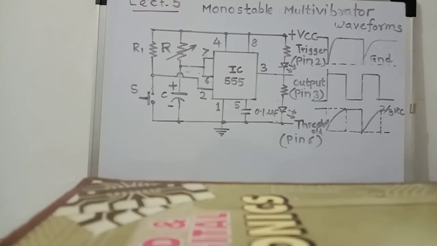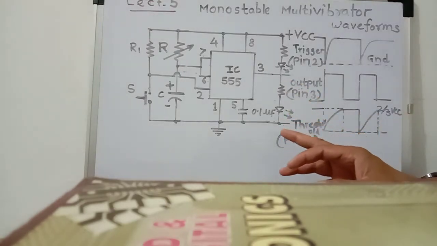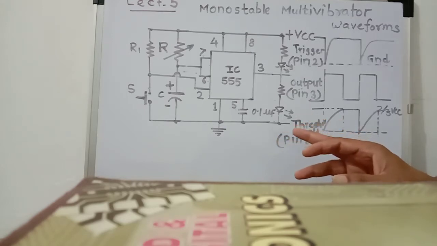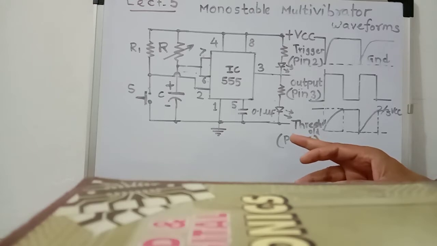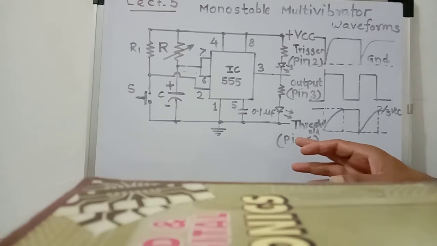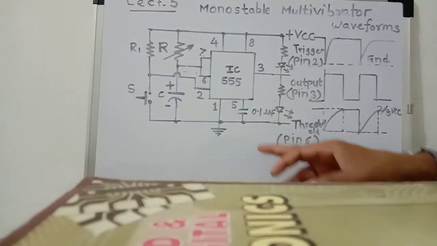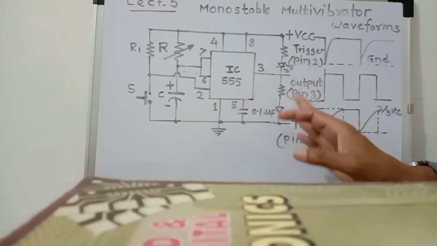Hello students, now let us study the monostable multivibrator using IC555. We know that IC555 can be used in three different types of modes: astable multivibrator, monostable multivibrator, and bistable multivibrator. So today we will study the monostable operation or monostable multivibrator by using IC555. So this is the circuit diagram of monostable multivibrator using IC555.